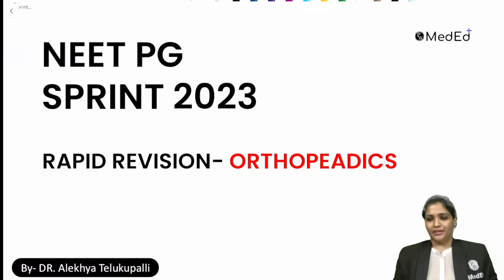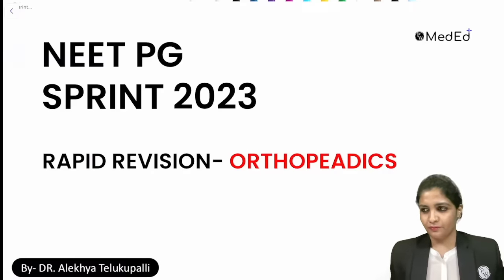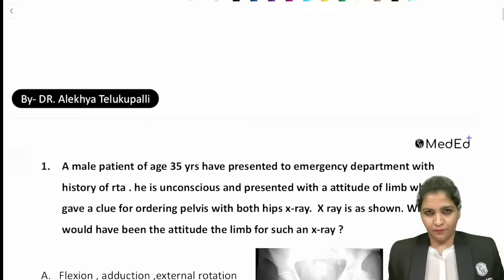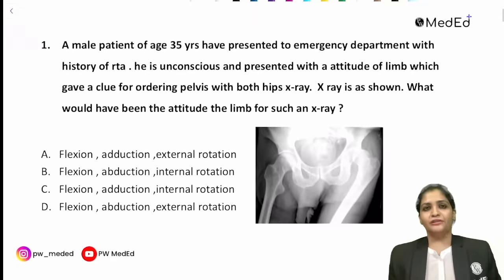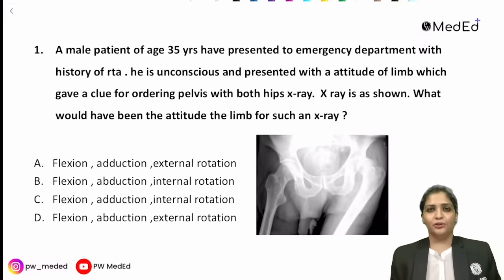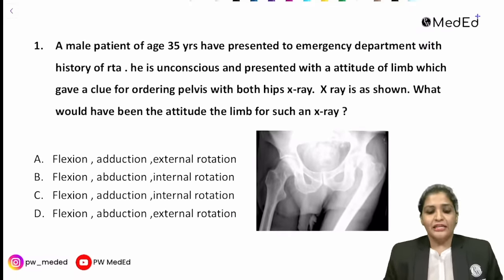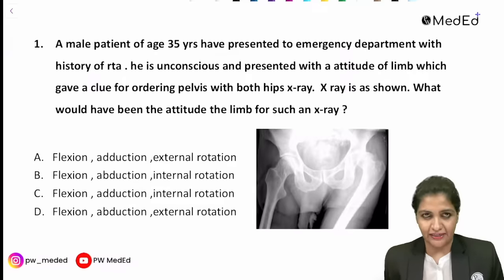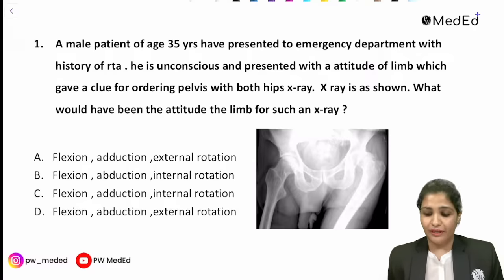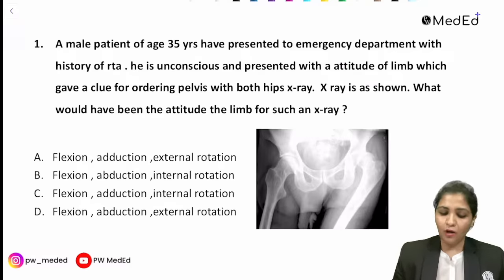So let's start the orthopedics today. I'm starting today's session with a very important and the first question relating to the hip joint. So, let us read the question. This is a question regarding a male patient of 35 years who presented to the emergency department with a history of a road traffic accident. On arriving at the department, he was unconscious and presented with an attitude of the limb, which gave a clue for ordering a pelvis with both hips x-ray. The x-ray is as shown. What would have been the attitude of the limb for such an x-ray?